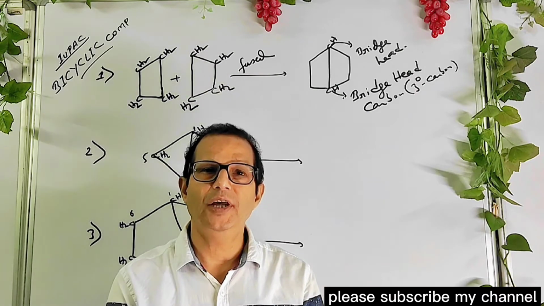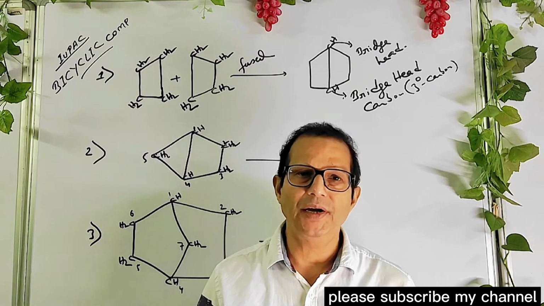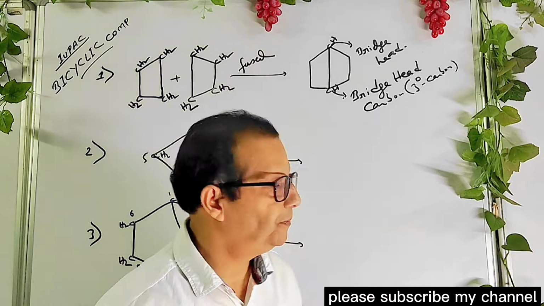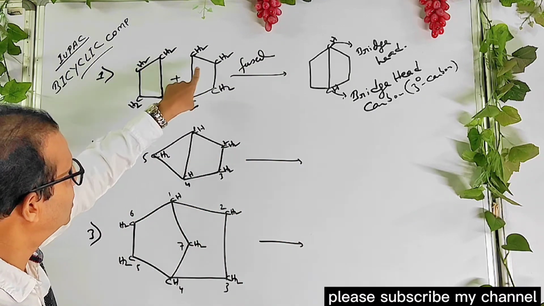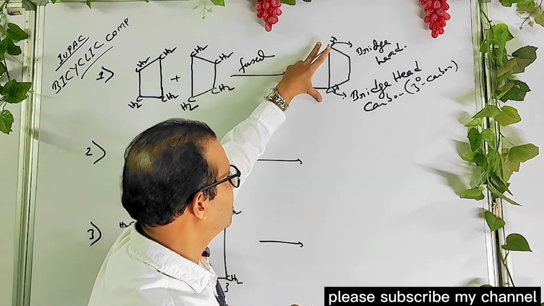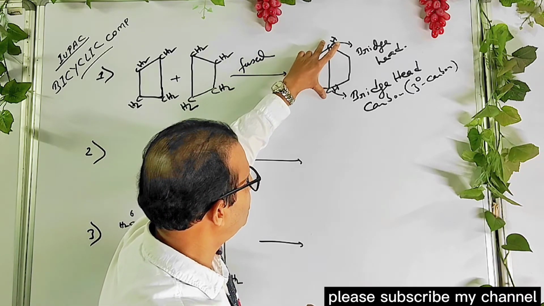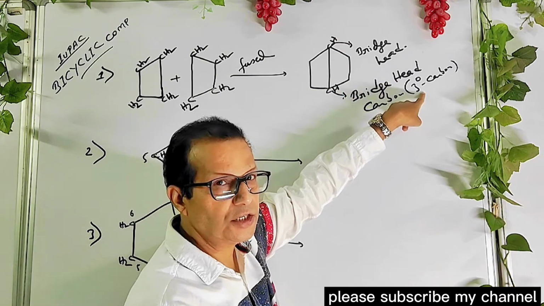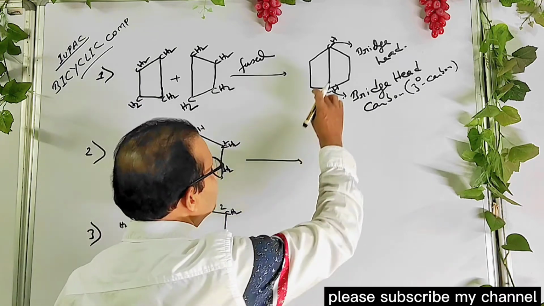Let's start the IUPAC naming of bicyclic compounds and cyclic ethers. These are very important for your NEET or JEE Main exam. When two cycloalkanes are fused, you get bicyclic compounds. These carbon atoms are called bridgehead carbons. They are tertiary carbons. How to name?